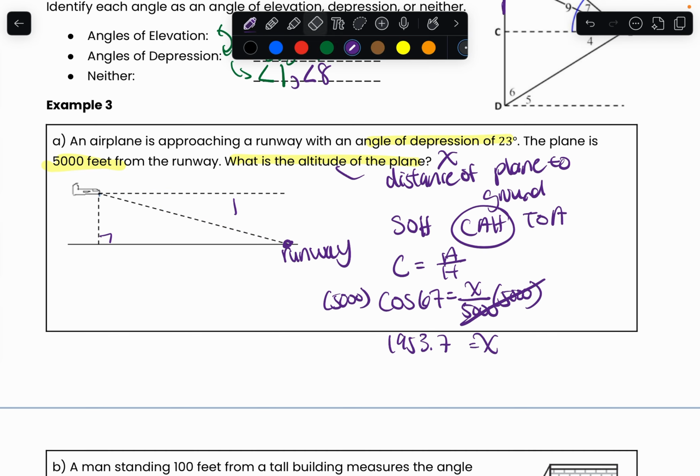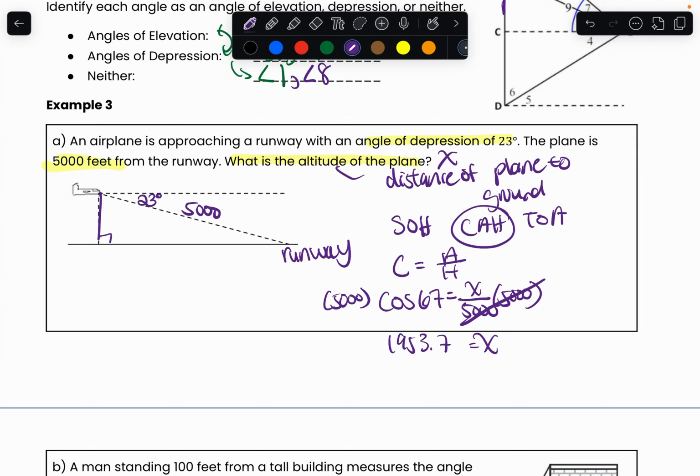Okay. In class, I showed you a different method. On the video, I'm making two solutions so you guys can look at it. In class, I say that this is the runway, this is 5,000 feet, and I'm trying to find this right here, which is 23 degrees.